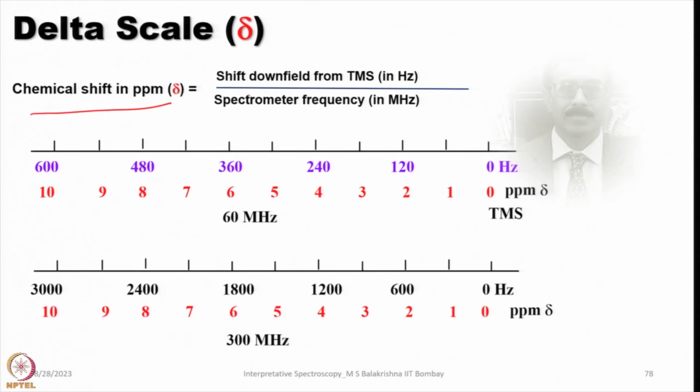This is the delta scale. Chemical shift in ppm, I am telling you again, is the shift down from TMS in the case of 1H and 13C, divided by the spectrometer frequency in megahertz. If you measure chemical shifts in ppm, this is independent of magnetic field strength. To compare, you can see here I have taken 60 megahertz and 300 megahertz. If you take the chemical shift here, 1, 2, 3, 4, 5, whatever you have taken, it doesn't change. It remains steady in ppm, whereas in hertz it changes. This is the advantage. For the same reason, chemical shifts are always given in parts per million, so that when you take an NMR spectrum at a different magnetic field strength, it should not really matter.